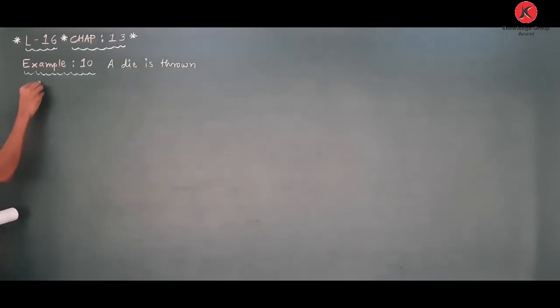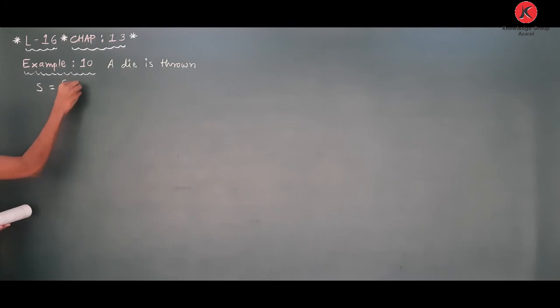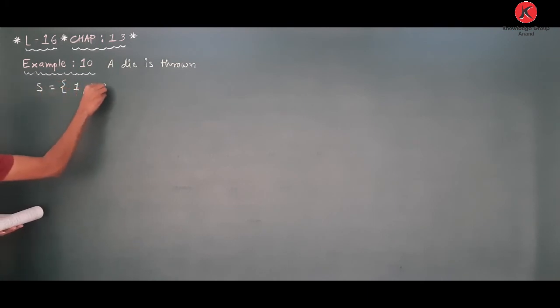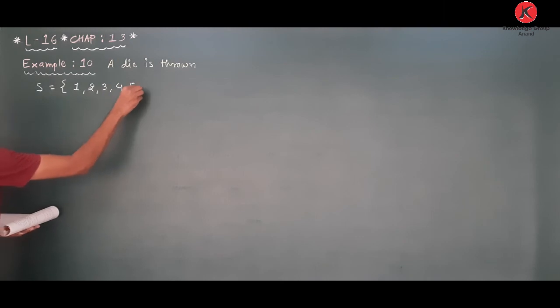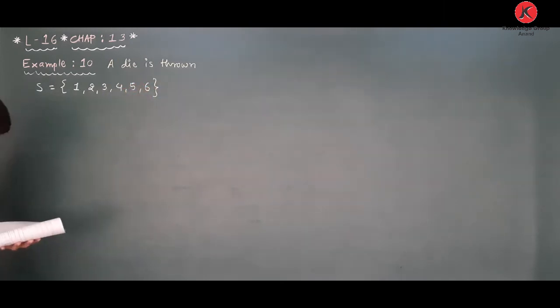We know that S is equal to a total of 6 outcomes: 1, 2, 3, 4, 5 and 6. This is our sample space.